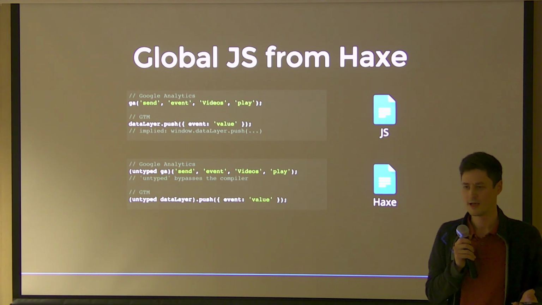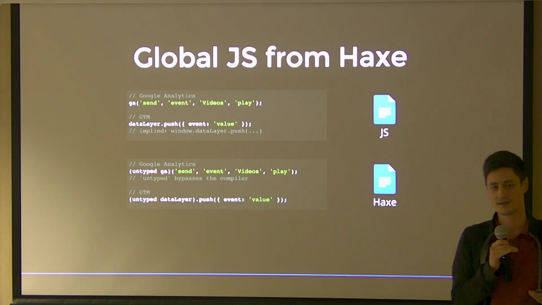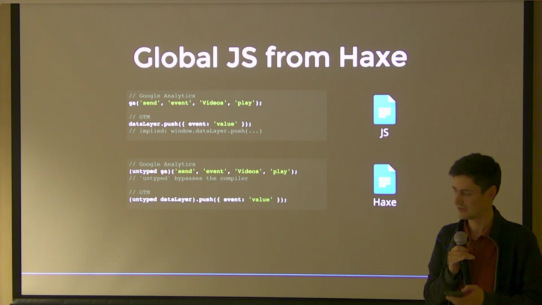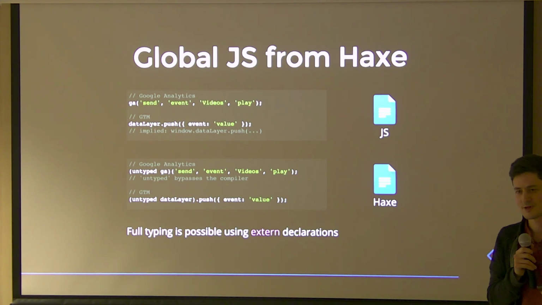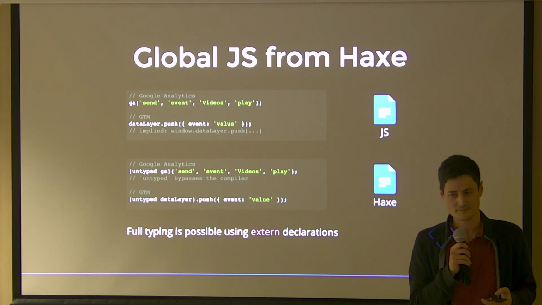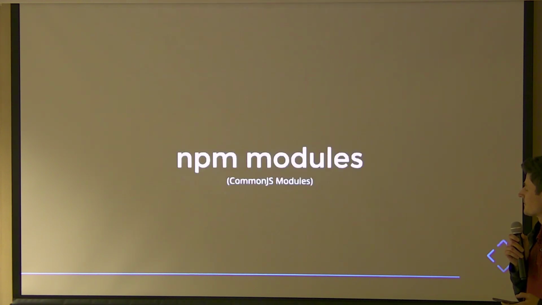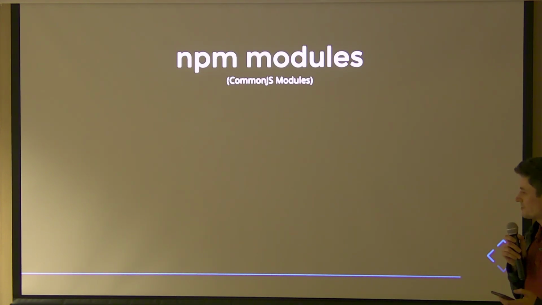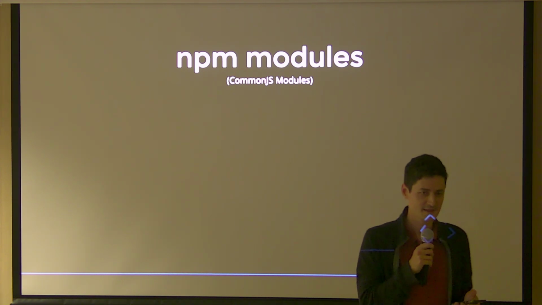You can go and type and add wrappers with nice APIs, so it's type safe in Haxe, but this is fine. You can write externs. That's a longer topic, but you can do the job just like that. More interestingly are the NPM modules, because that's where all the cool stuff is.